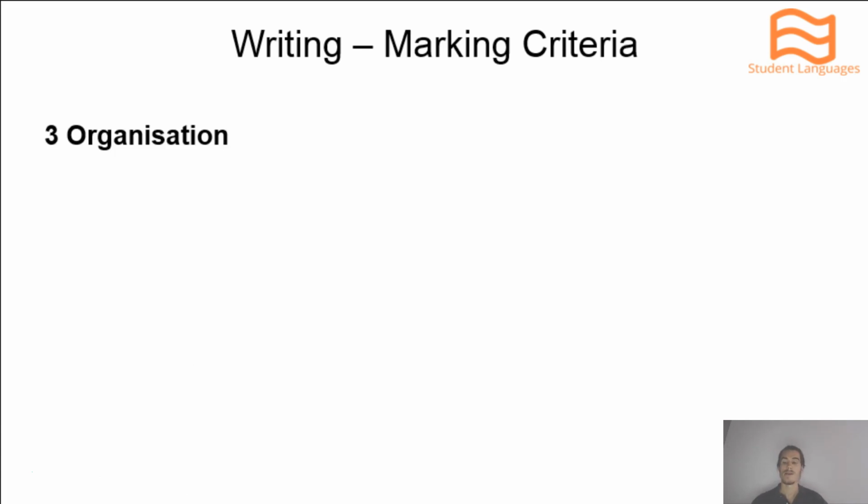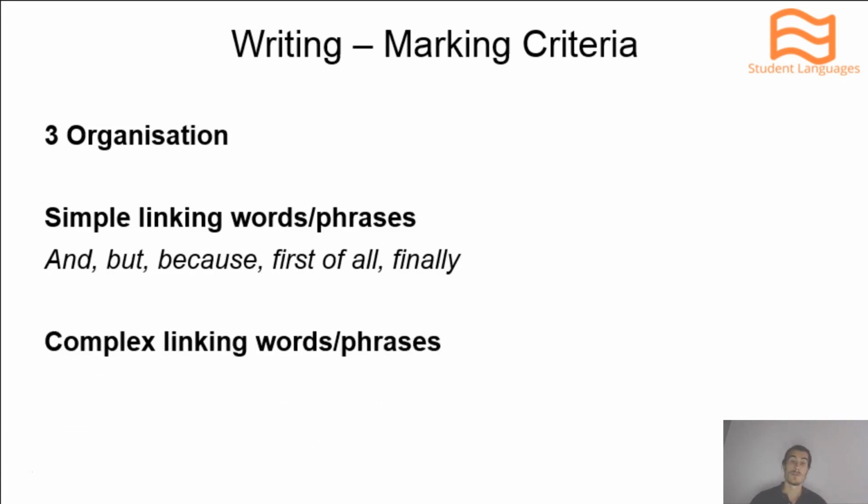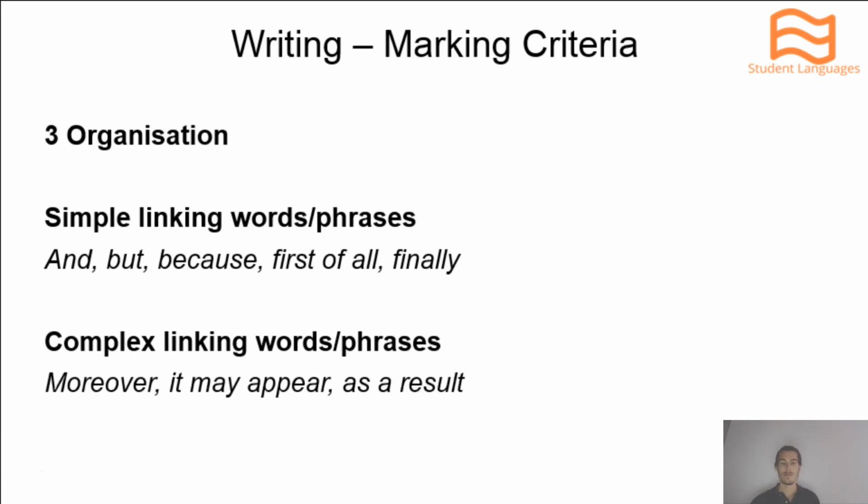Criteria number 3, organization. You should use some simple linking words and phrases, for example, and or but, because, first of all and finally. But you should also use some complex linking words and phrases. This is showing your variety of language. For example, words like moreover, or it may appear, or as a result.